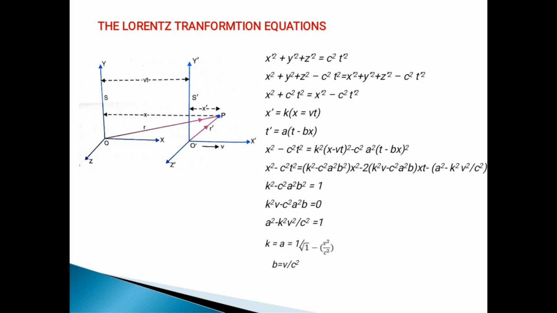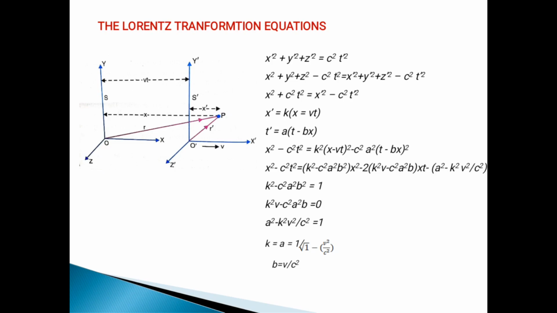Expression for Lorentz transformation equations. The Lorentz transformation equations are a set of equations in Einstein's special theory of relativity that describe how space and time coordinates of events in one inertial frame are related to those in another inertial frame moving at constant relative velocity. These equations were formulated by Lorentz and later incorporated into Albert Einstein's theory.